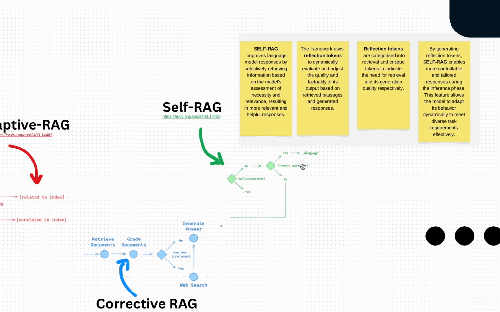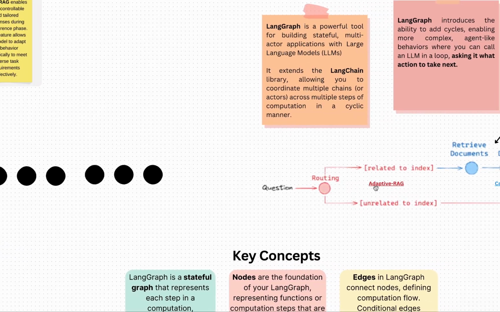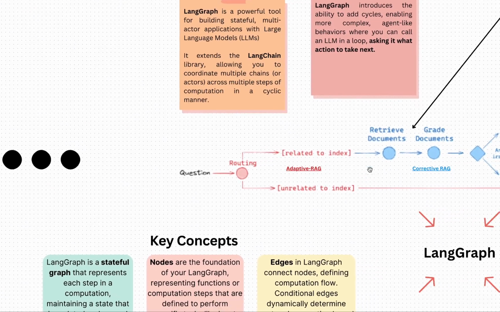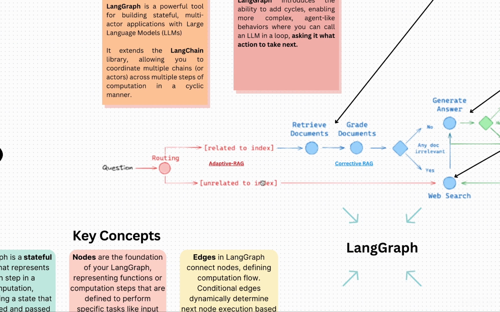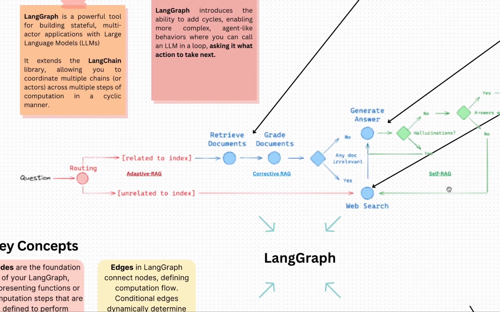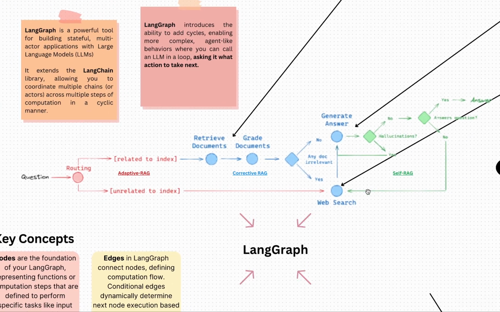But when we combine these together, now we will see something like this. The first algorithm with the second one. If it's related to the index, or if not, it will go to do a web search. And also it will combine the third method by this. And this is actually what we will call LangGraph. LangGraph is like LangChain, but it is an extension of LangChain. And it's called LangGraph for several reasons that I will explain later.